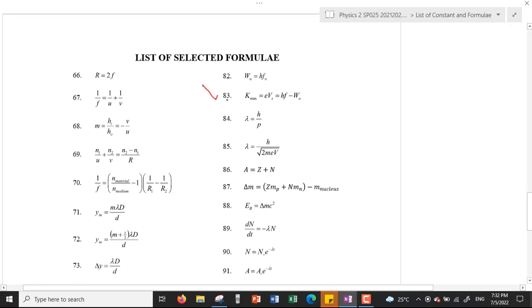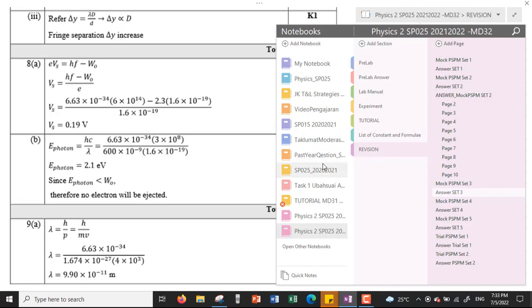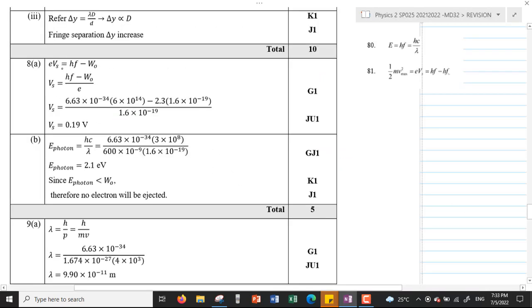Okay, we are going to use equation 83, whereby Kmax is equal to eVs, which is equal to hf minus W0, the work function. So we have eVs equal to hf minus W0. So rearrange the equations. So the stopping potential Vs will be hf minus W0 over e. e is referred to the elementary charge. You can get the value from the list of constants.